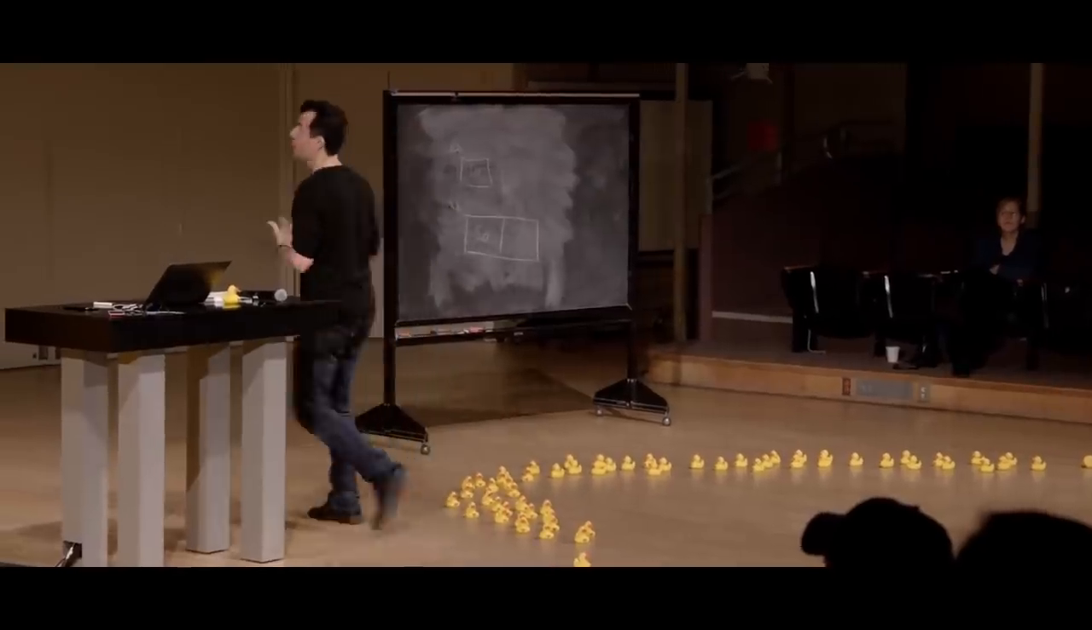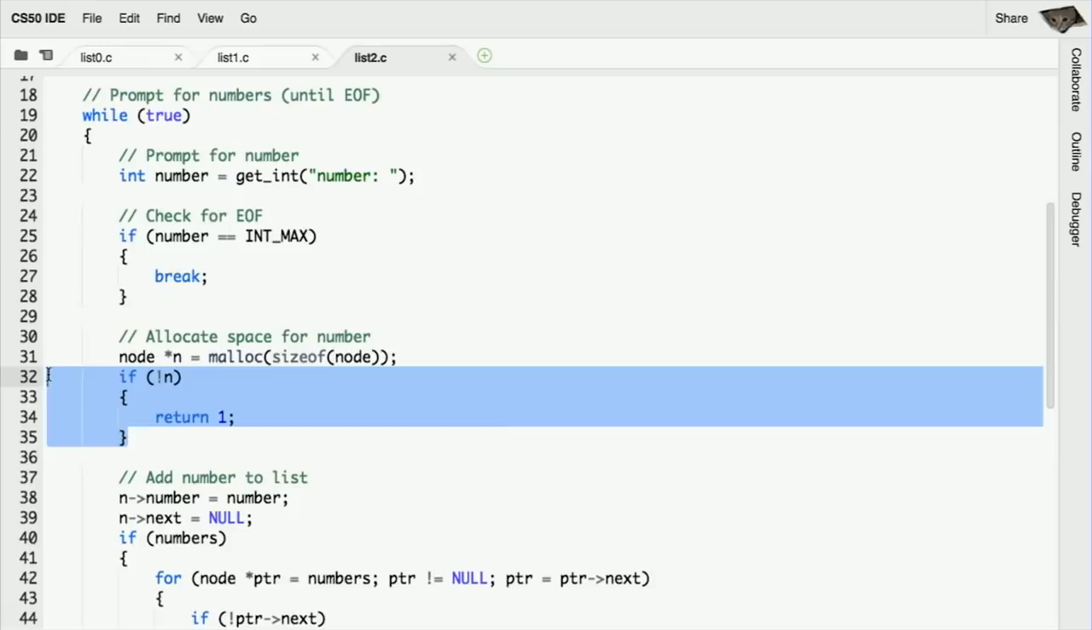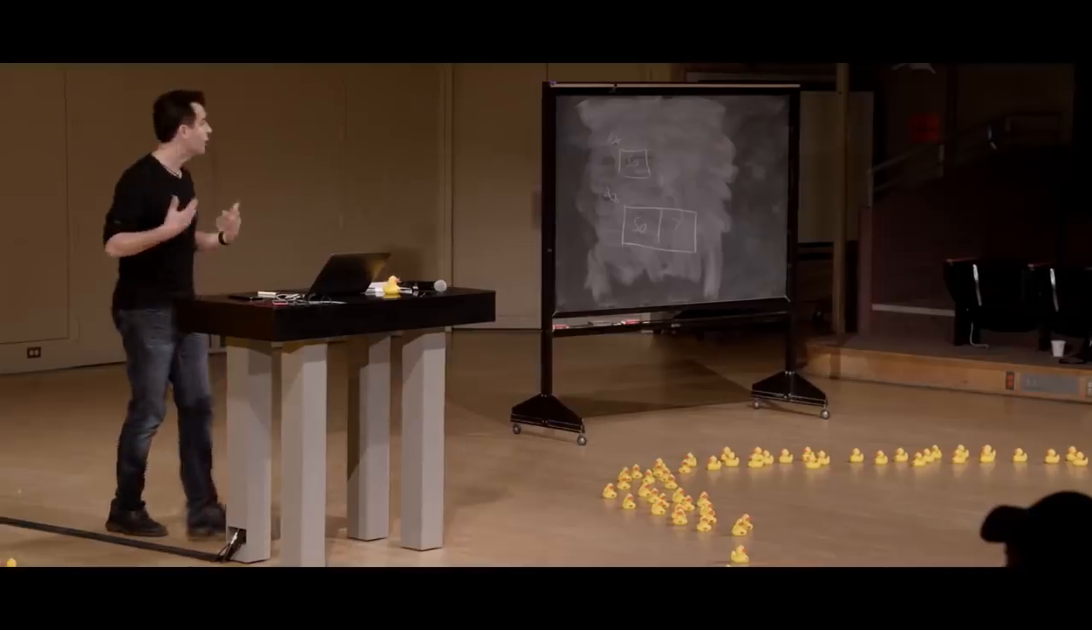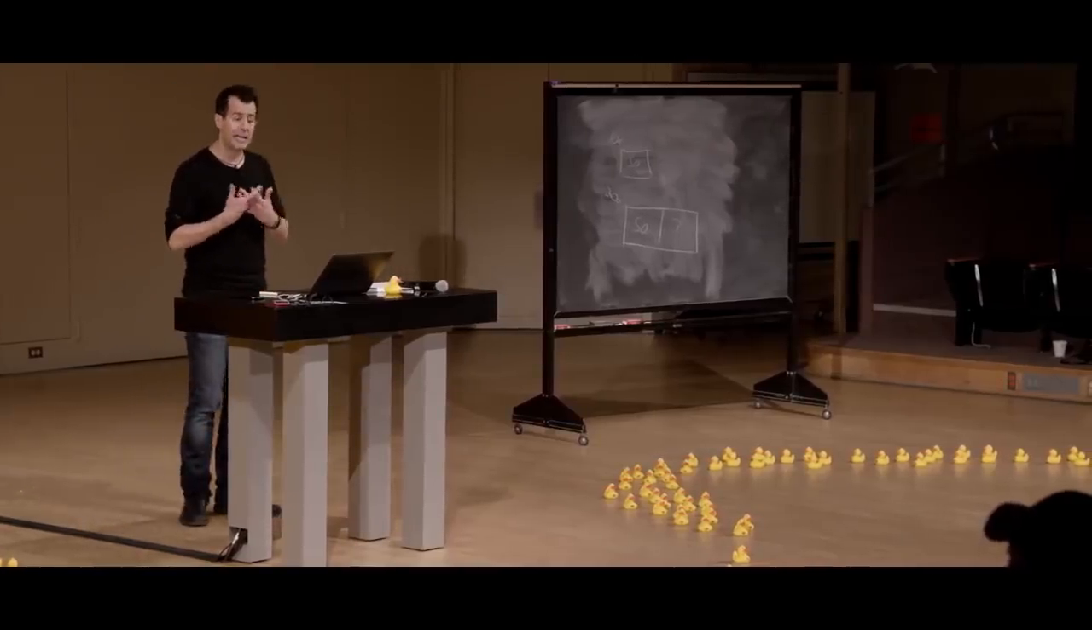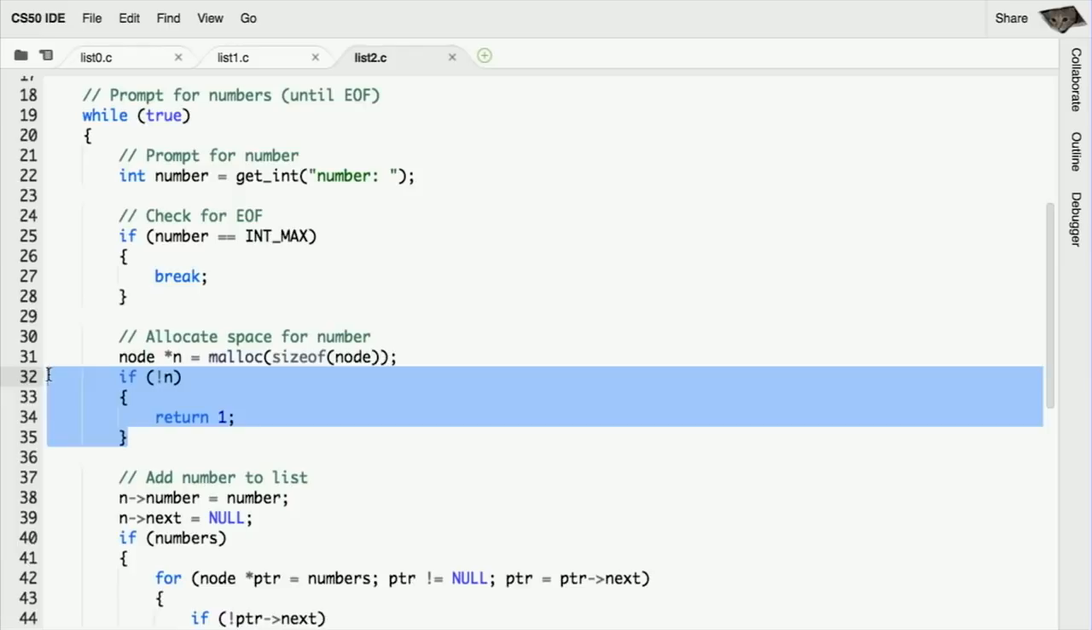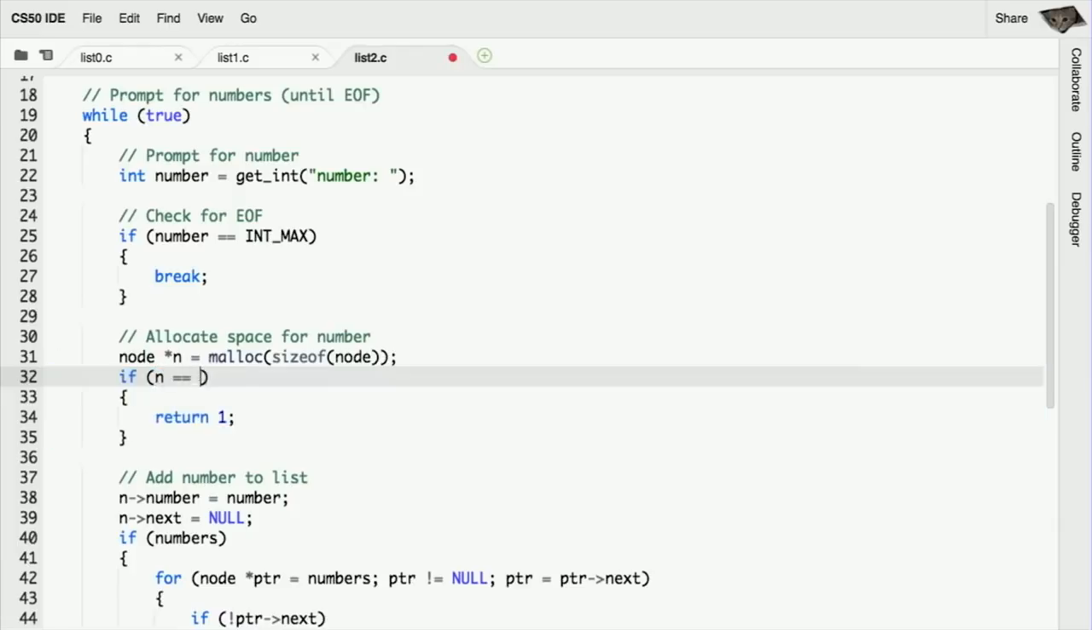But if the computer is out of memory and therefore malloc fails, you don't want the program just to crash or freeze. Like all of us hate when that happens on Mac OS or Windows. So check for it. If not n, or equivalently, if n equals equals null, just return 1. Quit gracefully, even though annoyingly. But don't just crash or do something unexpected. So you can simplify that check to just if not n. If n is not a valid pointer, return 1.